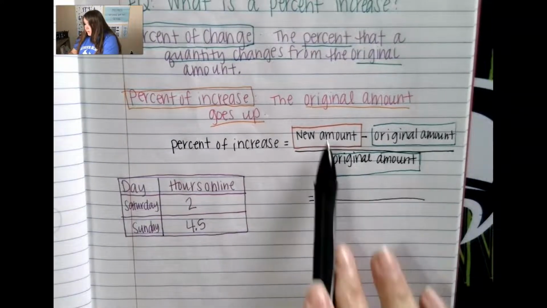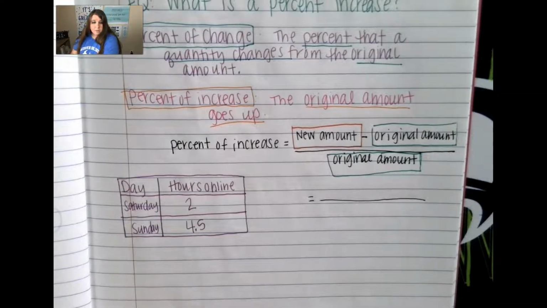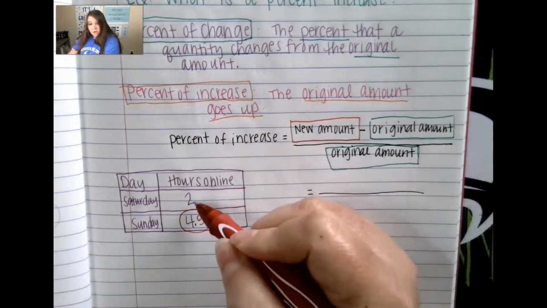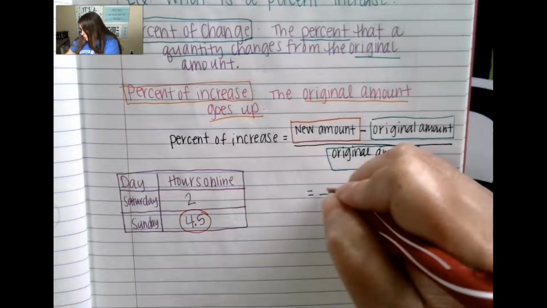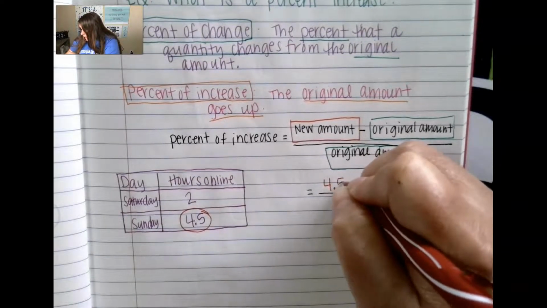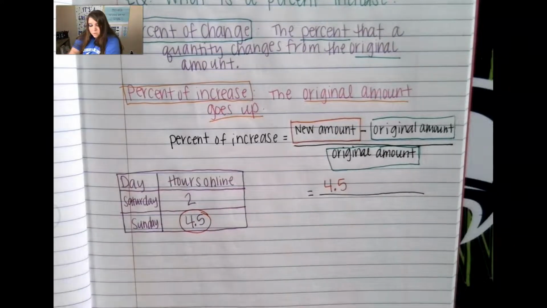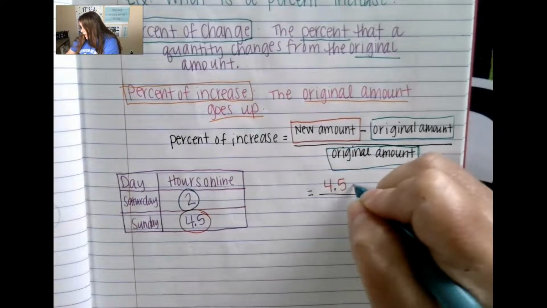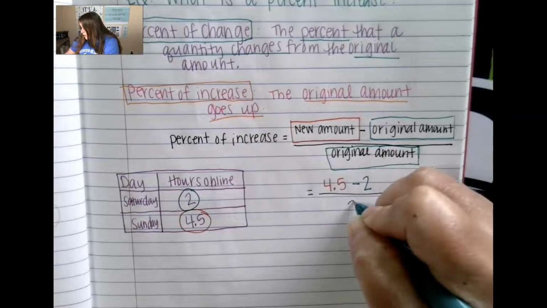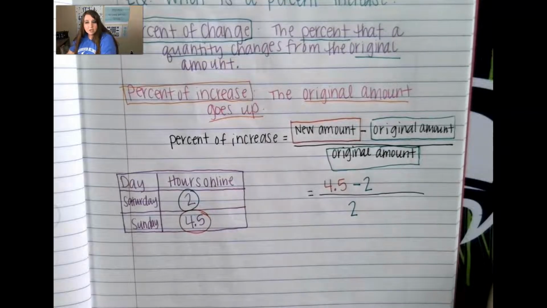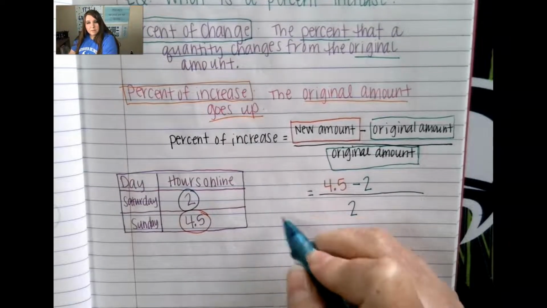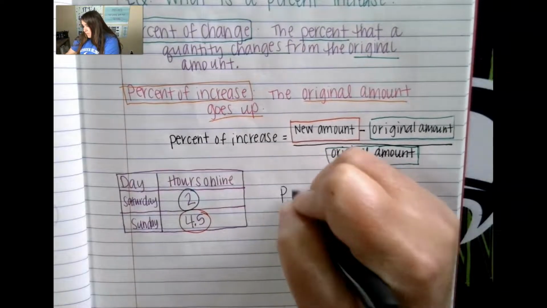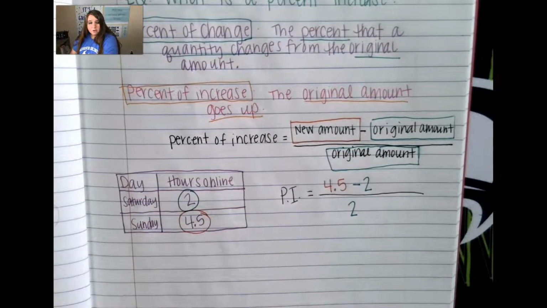So our original amount, new amount. Our new amount is 4.5. It started at 2, it went to 4.5. So our new amount is 4.5. Our original amount, or the starting amount, is 2. So I'm going to do 4.5 minus 2, and then divide that by 2. That will give me my percent of increase over here. I'm just going to call this my PI, my percent increase.